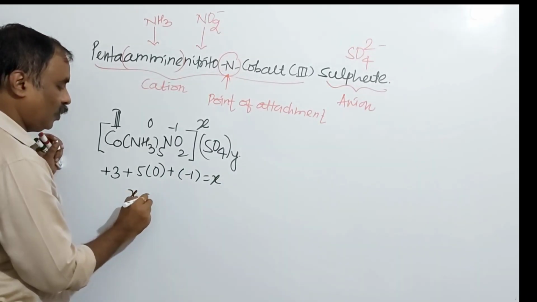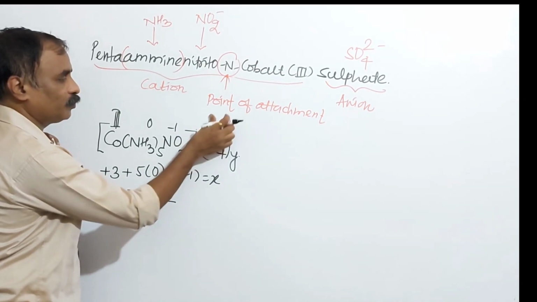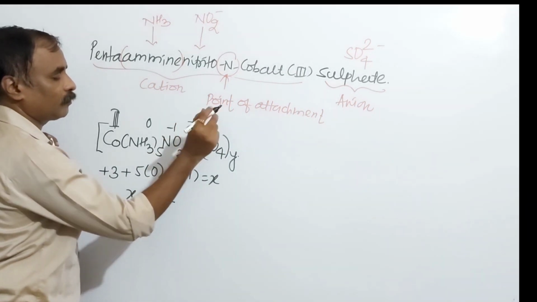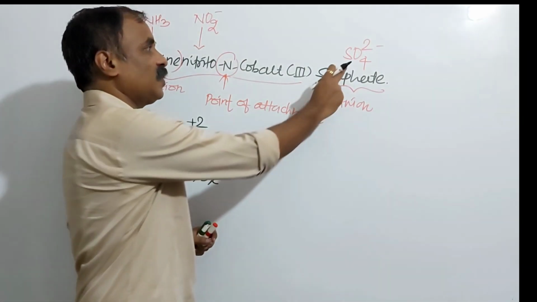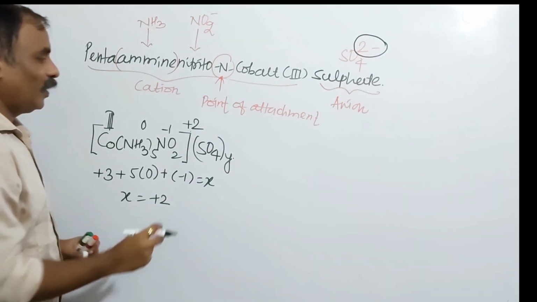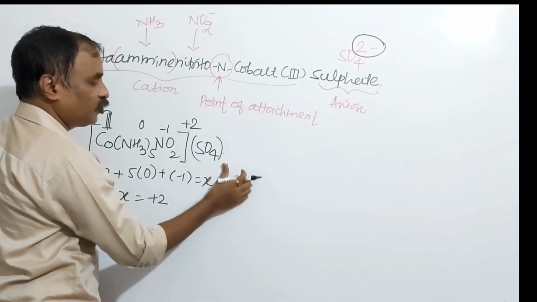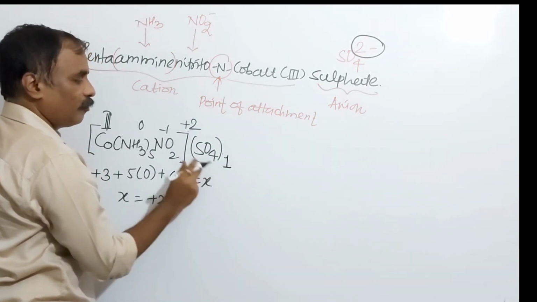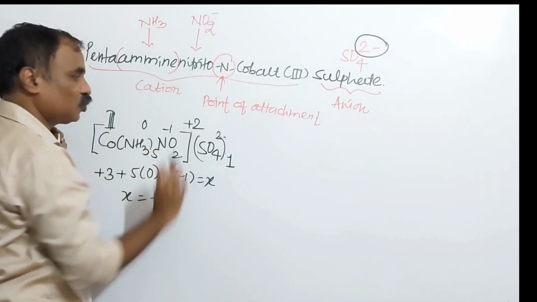Therefore X is equal to +2. And on this bracket there is a +2. So to neutralize +2, -2 is required, and we know that sulfate already has -2. So what is Y? Here it should be 1 only, because here SO4 2 minus, 1 into 2 minus, that is total -2.